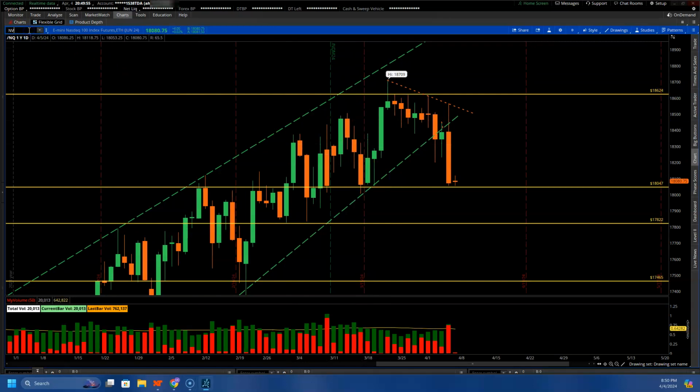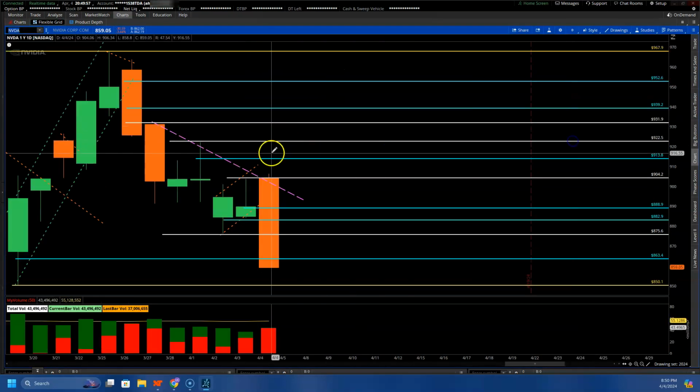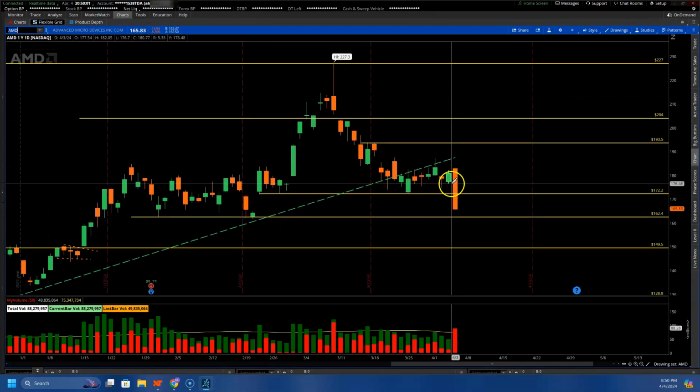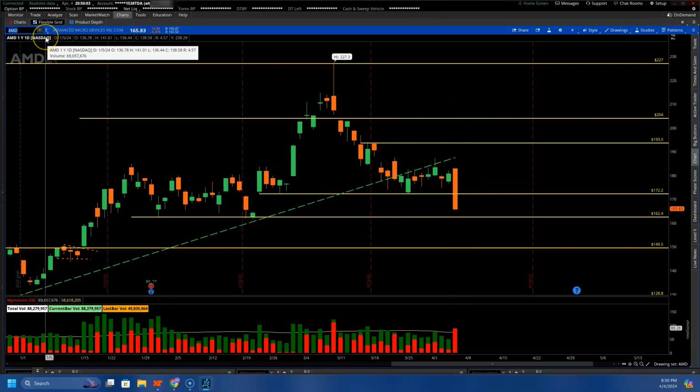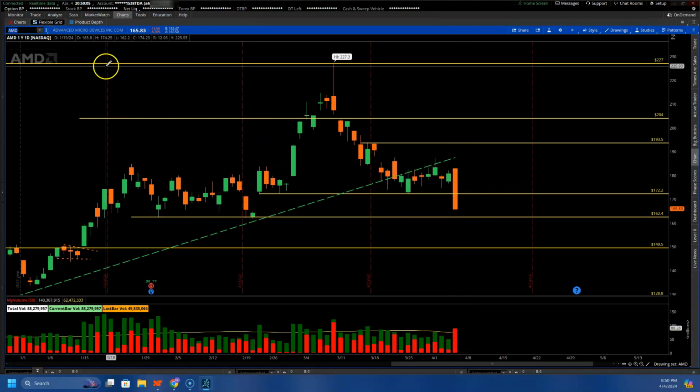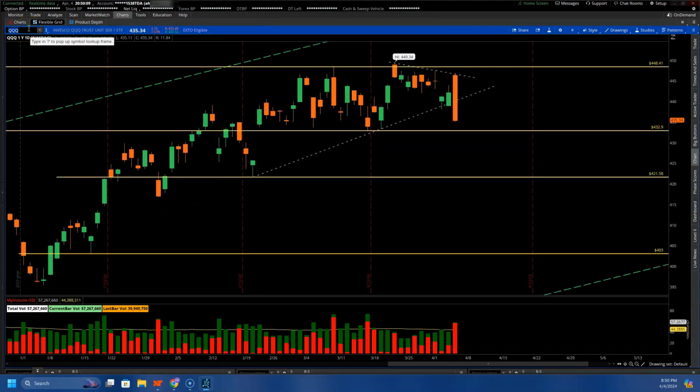And then even Nvidia was free falling right from the downtrend line. AMD was not participating even with the bullish market, and the rest of the names also opened a little bit strong, but then they all kind of gave up towards midday.